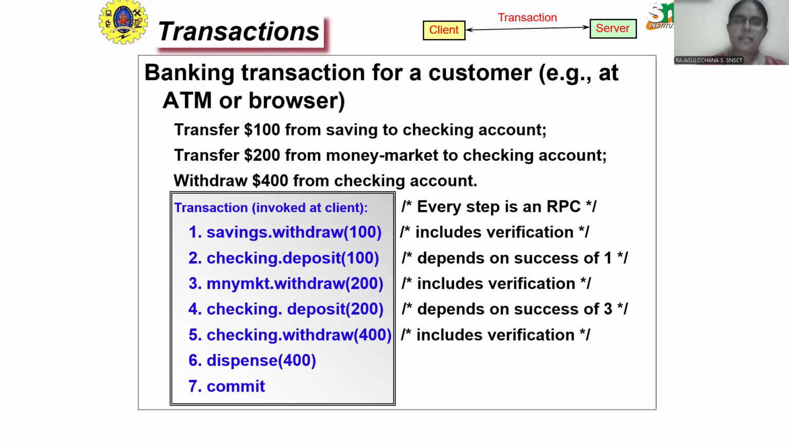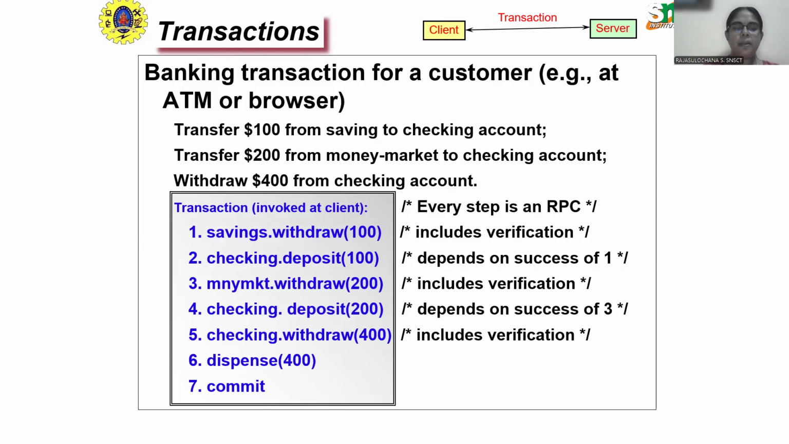the transaction. So let us take banking transaction as an example. Now, person A wants to transfer 100 rupees from his saving account to his checking account. And similarly, he transfers 200 rupees from his money market to checking account. And at last, he withdraws 400 rupees from his checking account. So here totally 3 steps are mentioned.